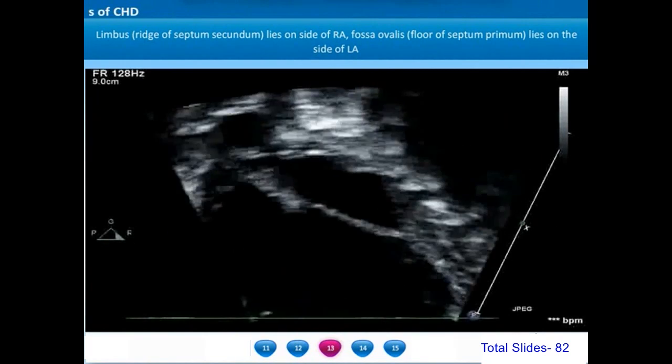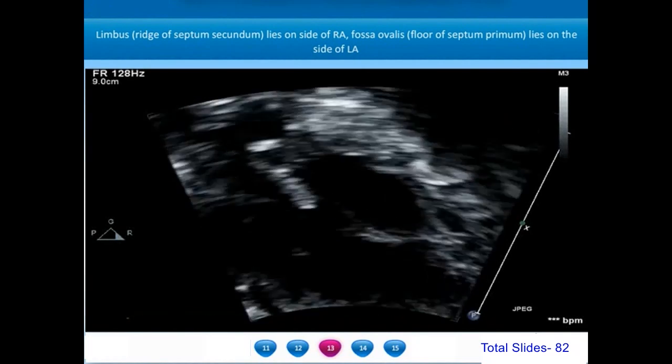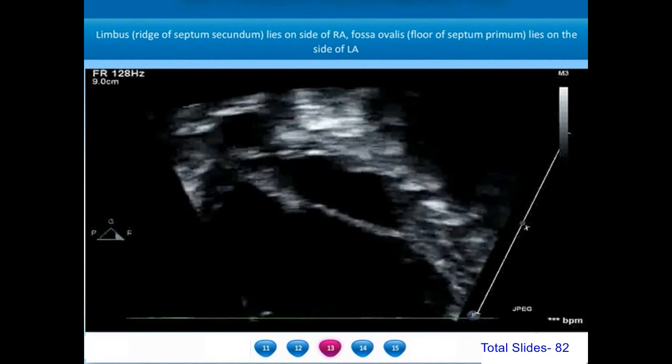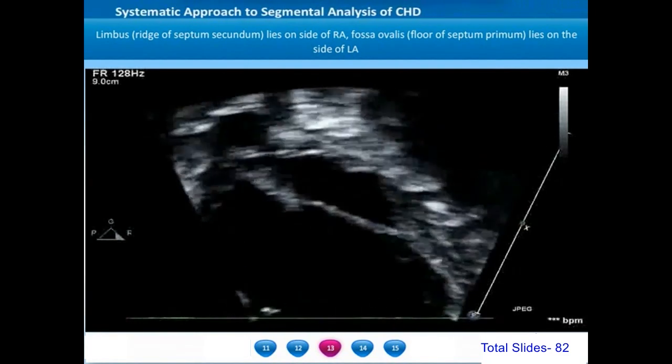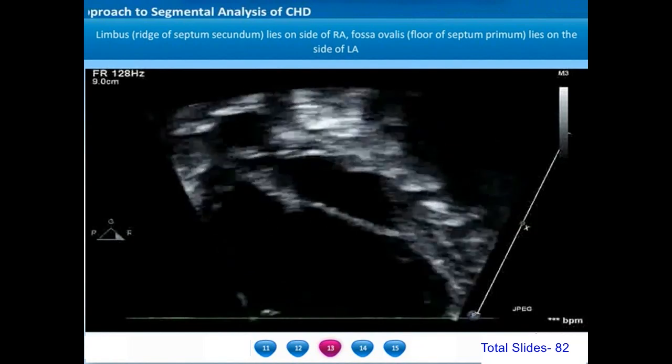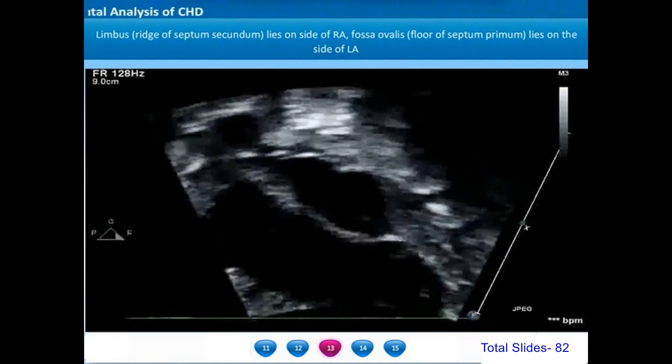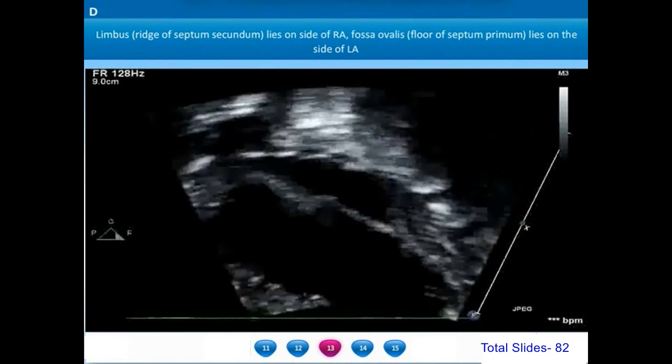Another morphological parameter used in differentiating the right atrium and left atrium will be to identify the limbus of fossa ovalis. The limbus of fossa ovalis, which refers to the ridge of the septum secundum, the caudal margin of septum secundum, always lies on the side of the right atrium.